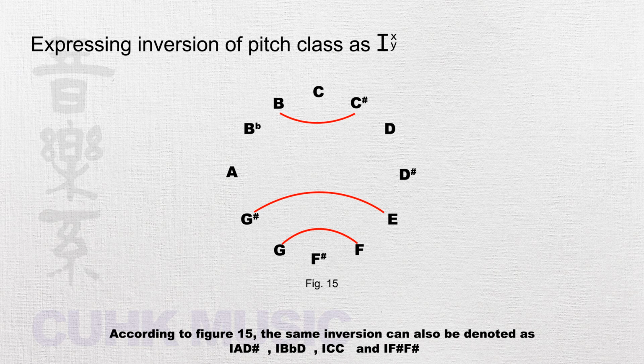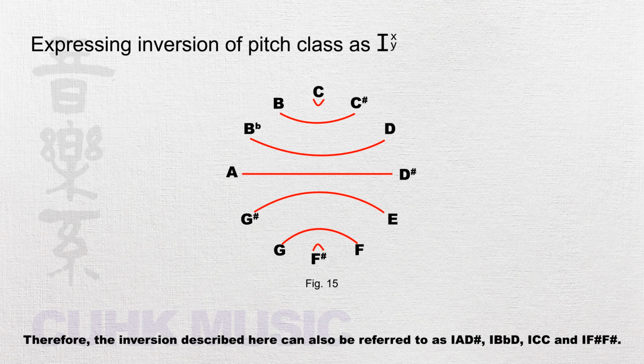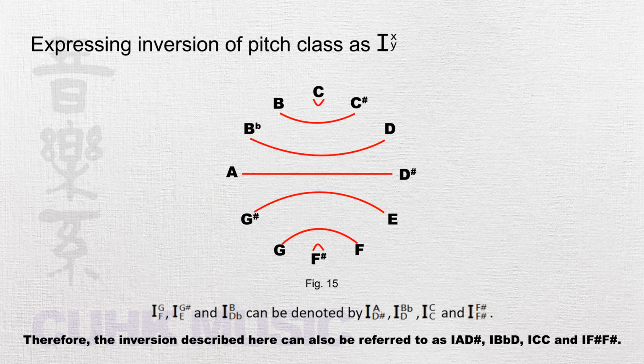According to Figure 15, the same inversion can also be denoted as IA D sharp, IB flat D, IC C, and IF sharp F sharp. Therefore, the inversion described here can also be referred to as IA D sharp, IB flat D, IC C, and IF sharp F sharp.